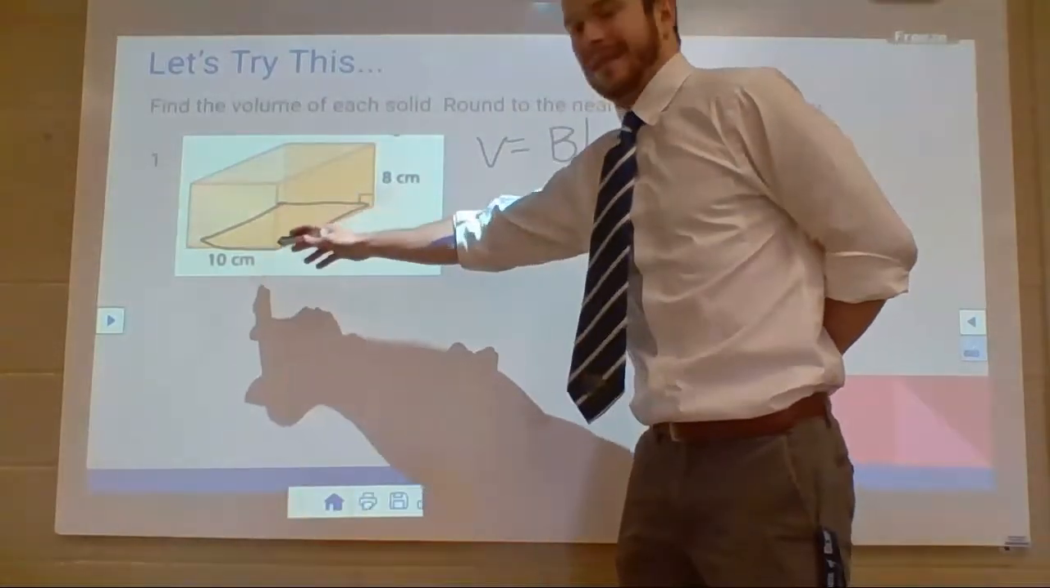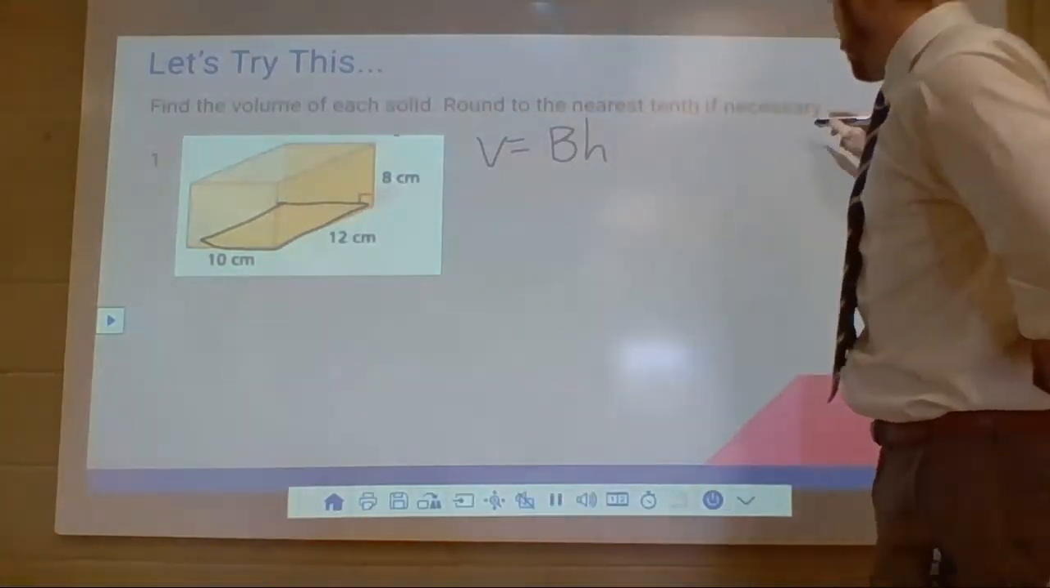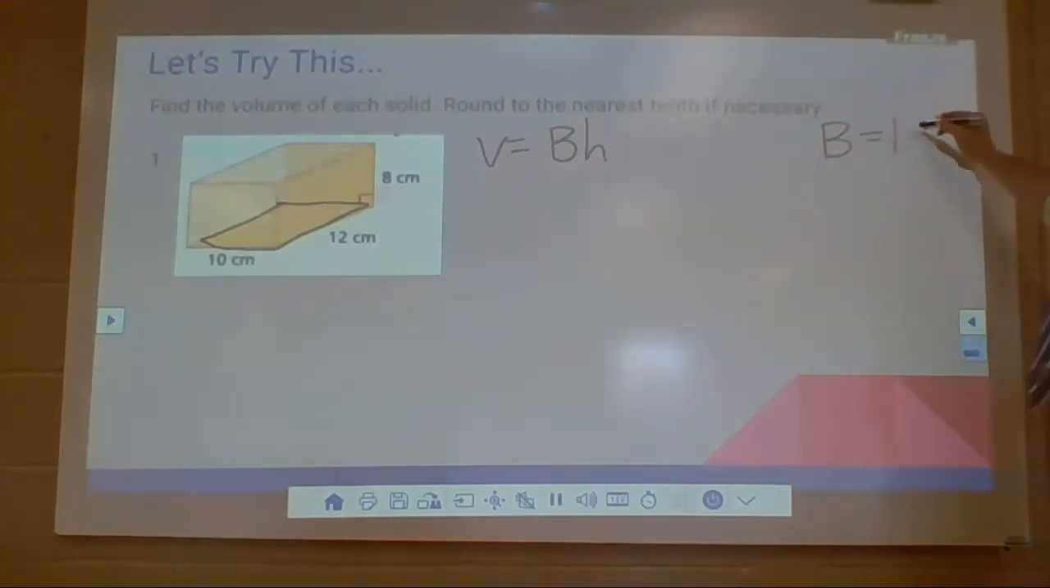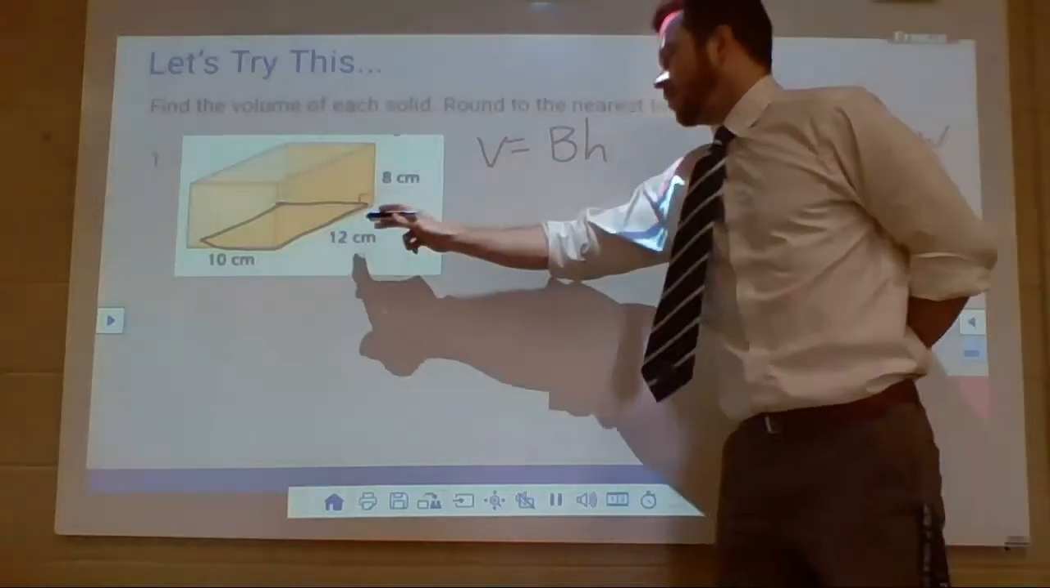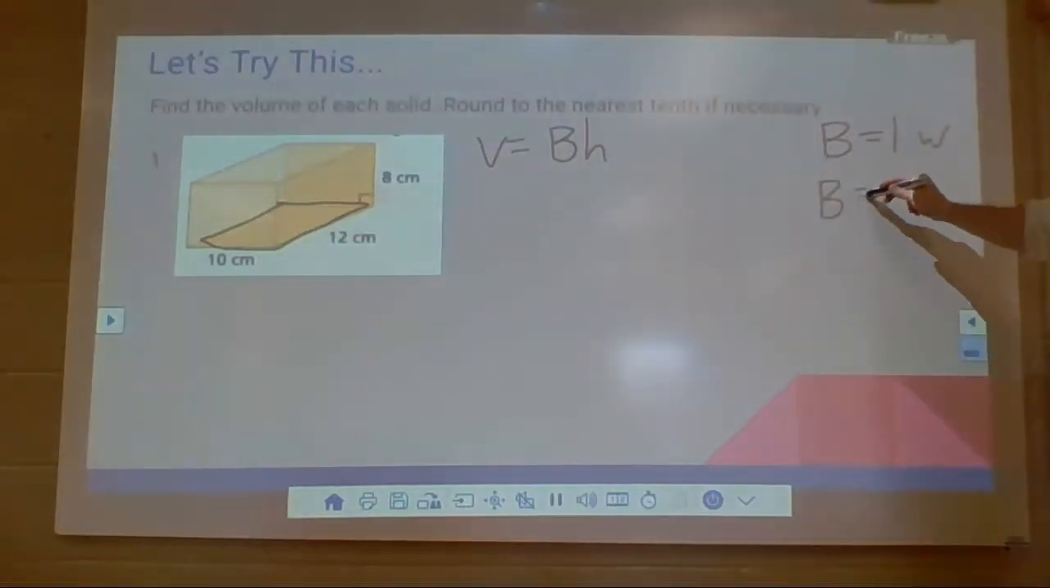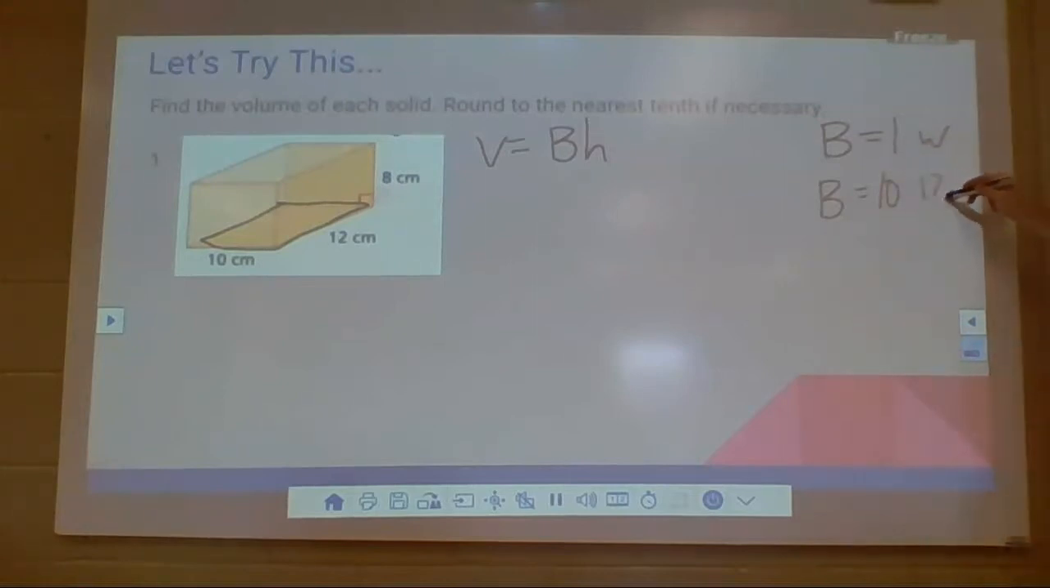Well, we're just going to say length times width, right? For a rectangle, this rectangular base, it's going to be length times width. So the length would be 12, the width would be 10. So B is going to equal 10 times 12, which equals 120 centimeters squared, right? Because if we're saying 10 centimeters times 12 centimeters, centimeters times centimeters is centimeters squared.